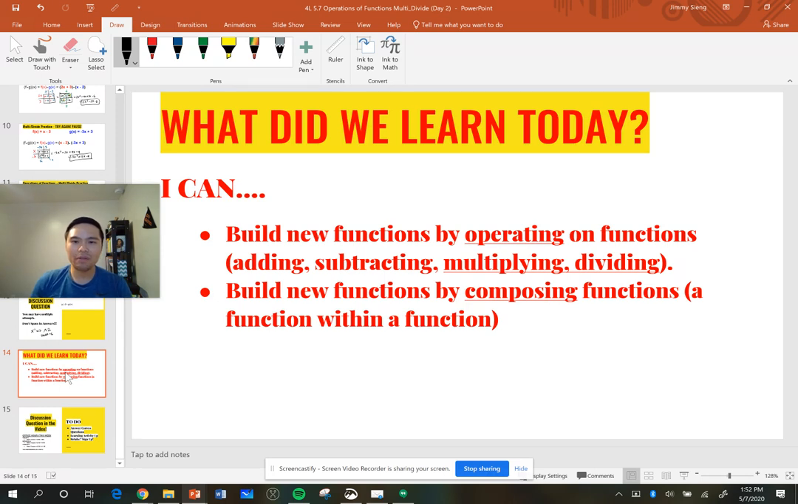So what did we learn today? We learned about multiplying, dividing, composition of functions, particularly with higher level exponents. We call those higher order variables.